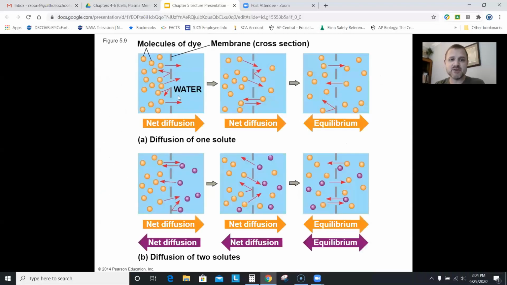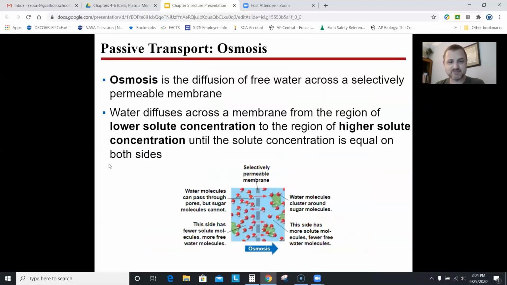This picture here, so the top one, I have these little orange circles. I have a semi-permeable membrane down the middle. The orange molecules or the circles can go through the membrane. So diffusion would say that the molecules go to the right. So it's going down the concentration gradient. When there's the same numbers on both sides, it would be at equilibrium. In the bottom picture, I have orange on the left and purple on the right. Orange goes to the right and purple goes to the left down their respective concentration gradients.